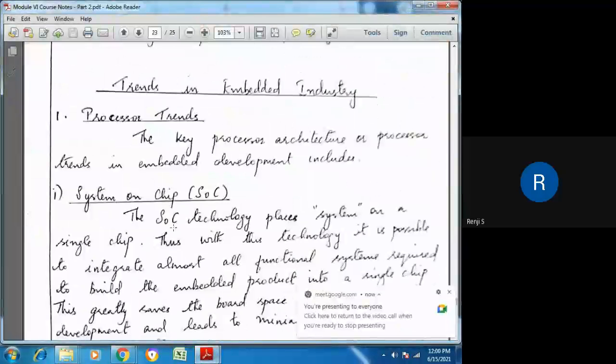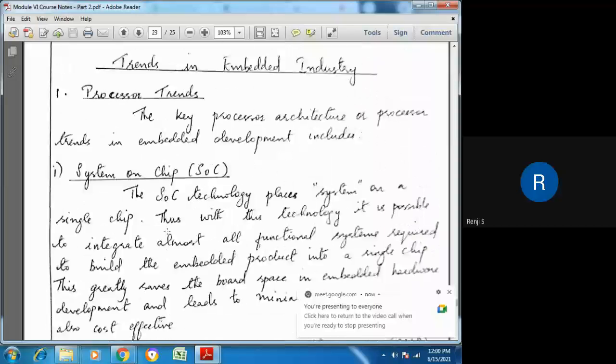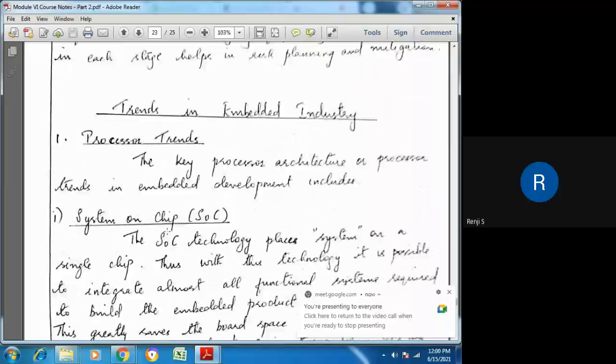So, now we are going to the last section of this 6th module, that is trends in embedded industry. What are the different trends or changes occurring in embedded industry? So let us see the changes, and changes happen to different areas of embedded systems.